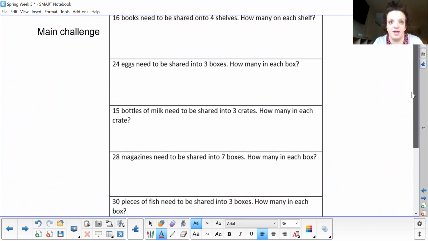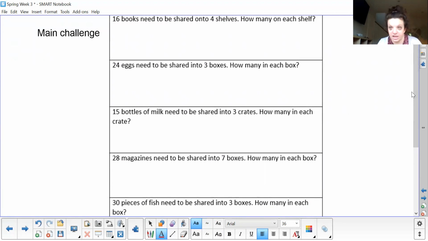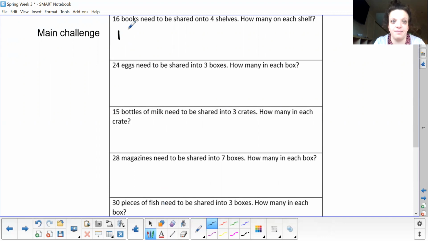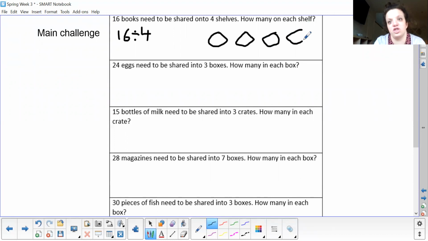And you've got all of these problems to have a go at and work out, to draw the picture for, the number sentence for, and the part whole for you. So the first one, 16 books need to be shared onto 4 shelves. How many on each shelf? So I'm going to write my number sentence, which is going to be 16 divided by 4. I'm going to draw my 4 groups to make my 4 shelves. So 1, 2, 3, 4. Then I'm going to share them out to get my answer. And then as an extra challenge, I am going to draw my part whole.